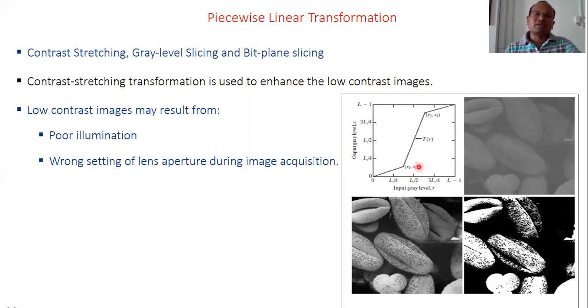You can see the piecewise linear transformation function, and there is one example, and you can see the results which are shown in the third and fourth parts of this diagram. What we can see in the third and fourth parts of this example is that the grain-like dots and holes in the seed-like structure can be seen with better visibility. So why is it happening?